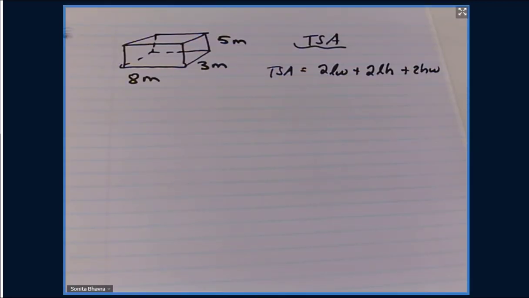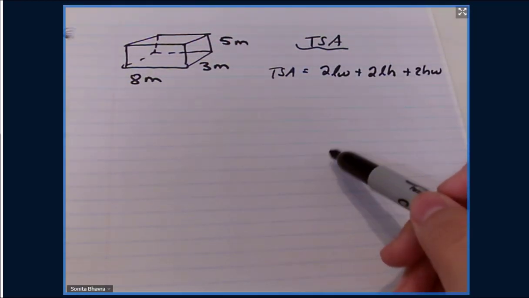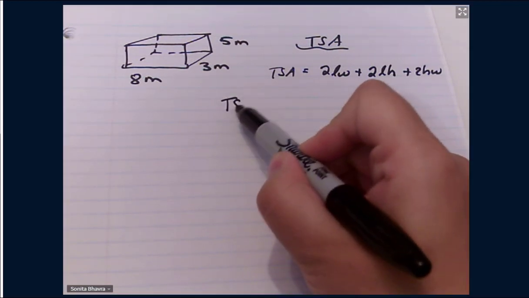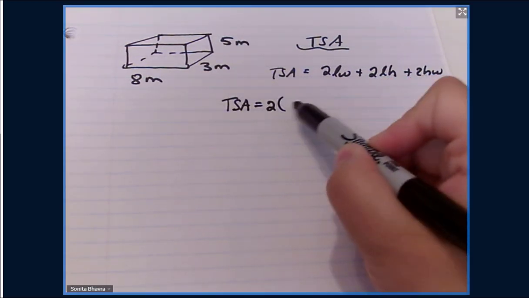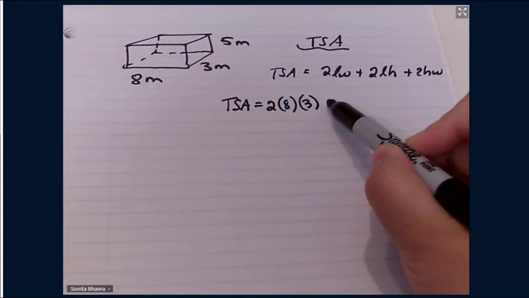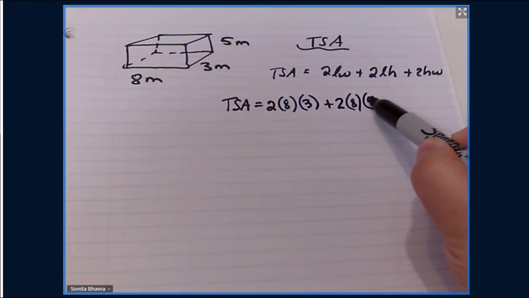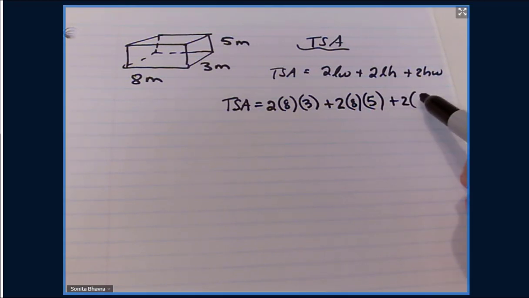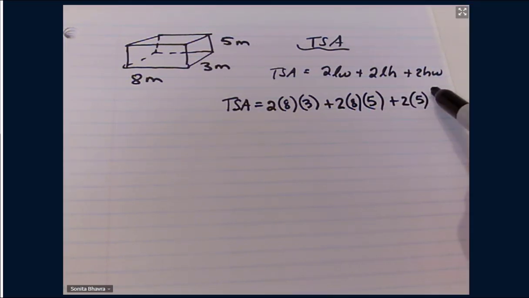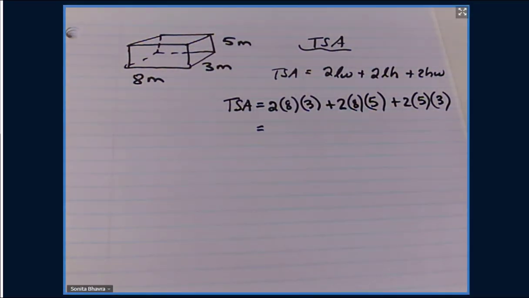All right, so here we have another rectangular prism, and we need to calculate its total surface area given by the formula right here. So all I need to do right now is substitute everything in. Okay, so 2, our length is 8, and our width is 3, plus 2 times length times our height, plus 2 times our height times the width. All right, and then we can work on each one of these.